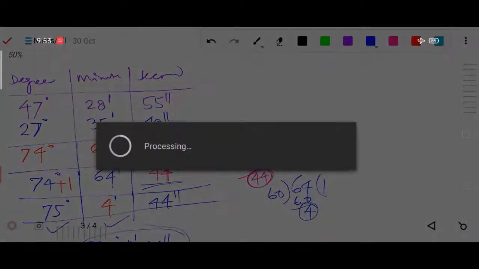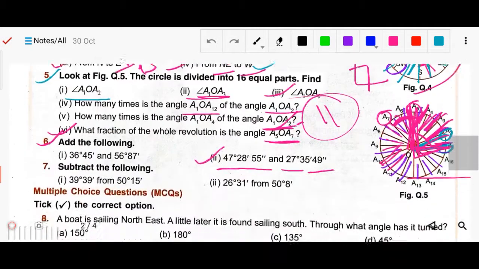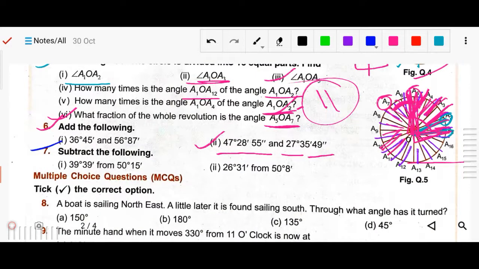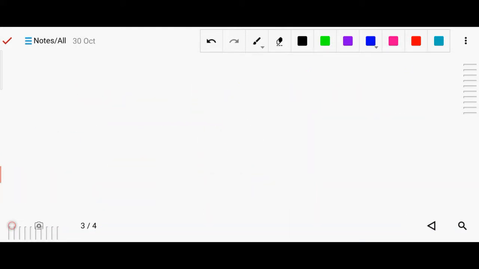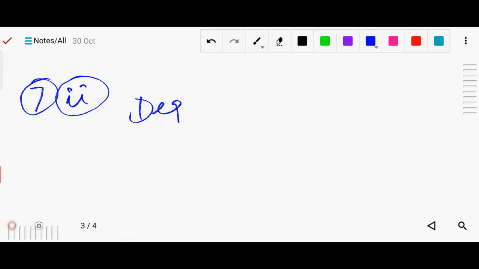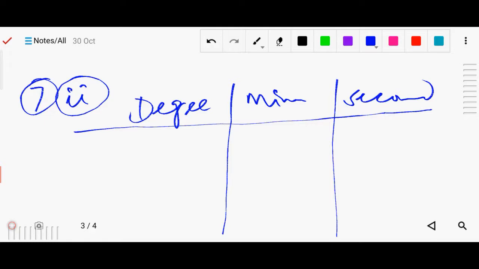Okay, now next question, you can see number 7. Subtract the following. Okay, we have to subtract. So here I am going to solve number 2. So here is number 7, question number 2. First of all, we write the same way, degree, minutes, then seconds. So this is the degrees part, minute part, and second part.